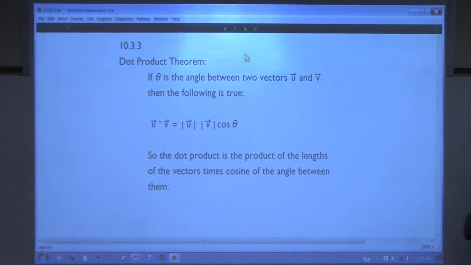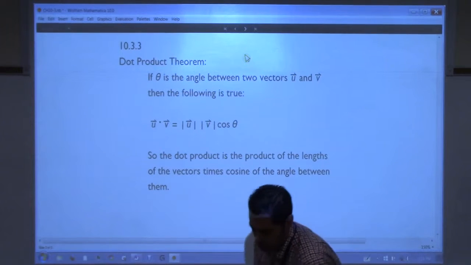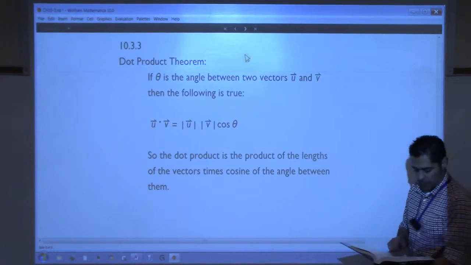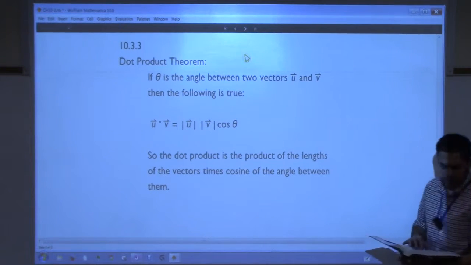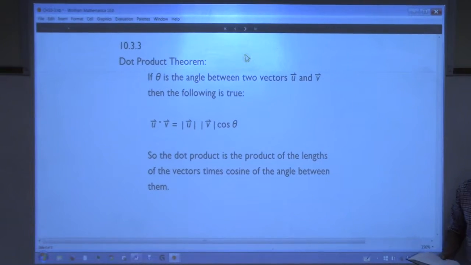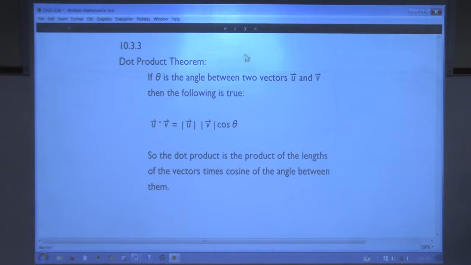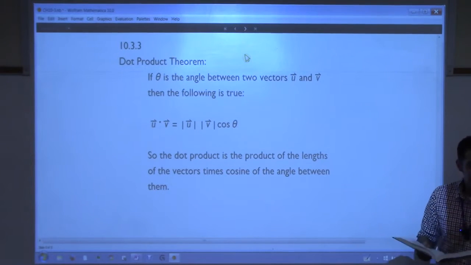So I'm not going to prove this theorem. Let me see if they prove it in the book. Yes, the proof is in the book. So since it is in the book, I won't commit time to it. It's kind of cool. They use some law of cosines and things like that. It's on page 552.